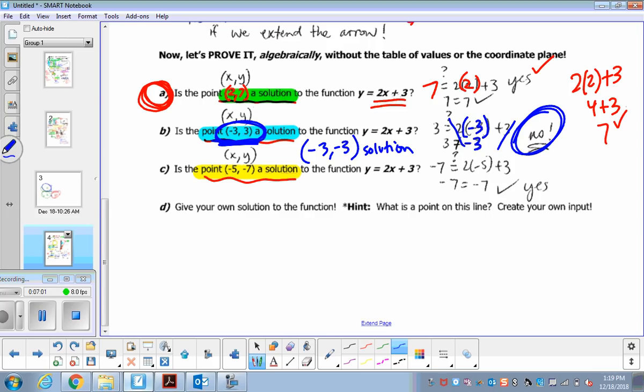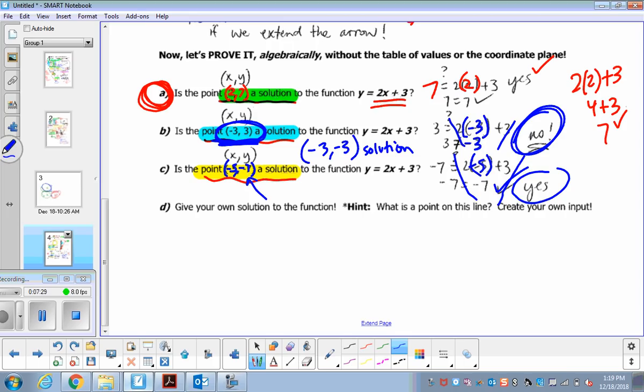not (-3, 3). Now for the last one, it's asking if I plug in this -5, will I get a -7? And right here I'm plugging in -5, and when I simplify, I do get a -7. So since that simplifies to the output that I wanted, then yes, it is a solution.